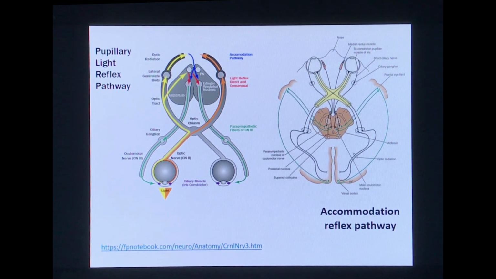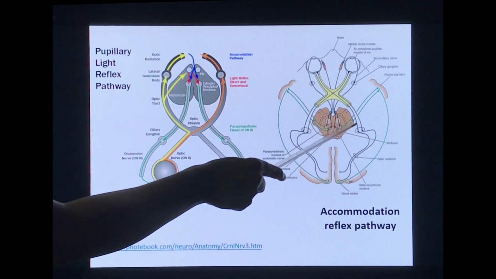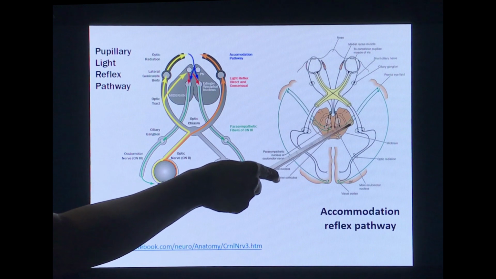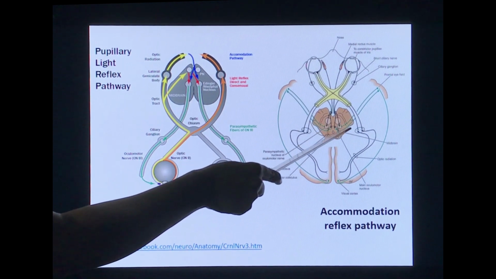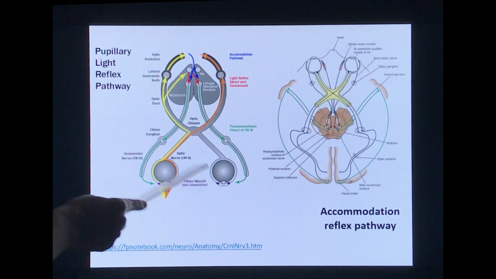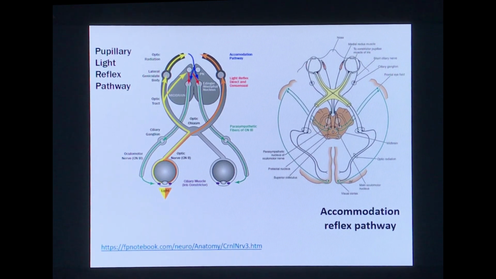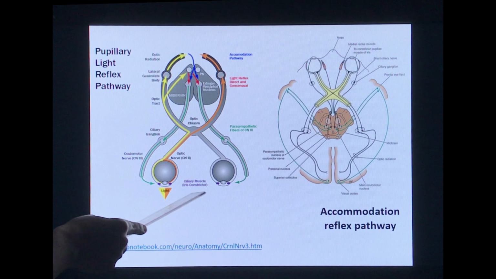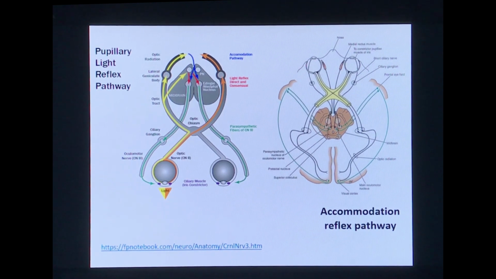So there is convergence of the eyeball due to the contraction of the medial rectus, and since the Edinger-Westphal nucleus is stimulated, again through the oculomotor nerve, the constrictor pupillae, through the ciliary ganglion and then the short ciliary nerves, are stimulated and there will be constriction of the pupil. So this is the accommodation reflex pathway, which occurs through the pretectal nucleus and the Edinger-Westphal nucleus.